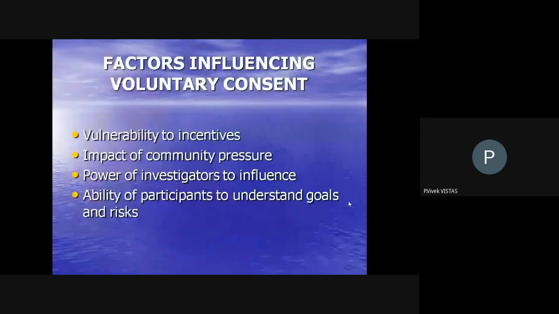So, factors influencing voluntary consent. They are coming voluntarily for human trials, as human subjects. What are the things we need to consider? Vulnerability to incentives, impact of community pressure, power of investigators to influence, ability of participants to understand goals and risks. These things are the factors which the voluntary persons face. So we need to consider all these. Okay?